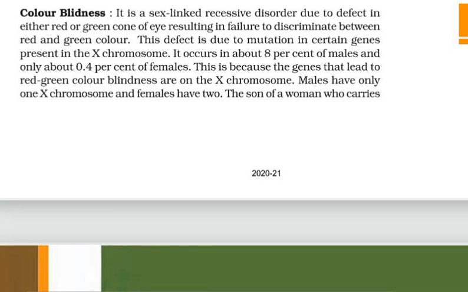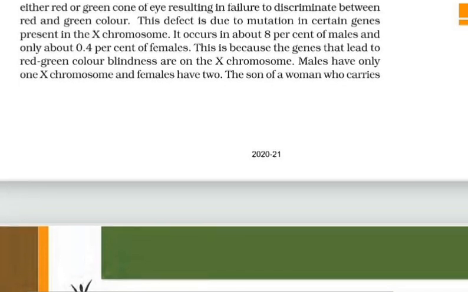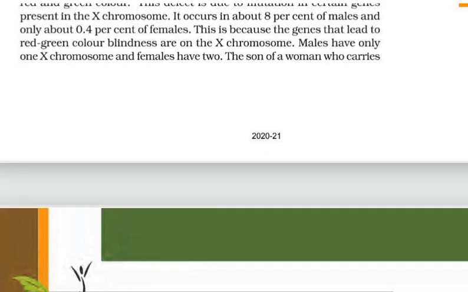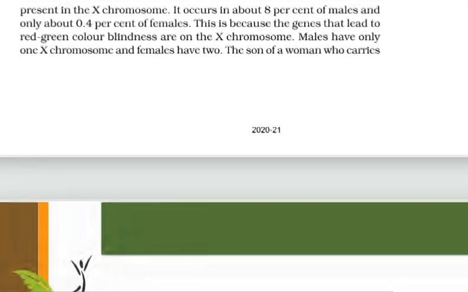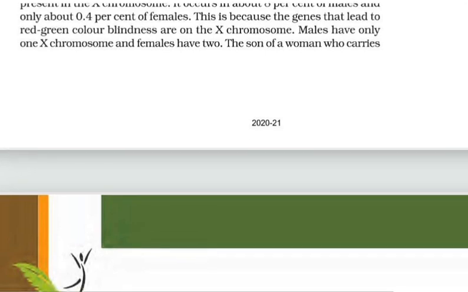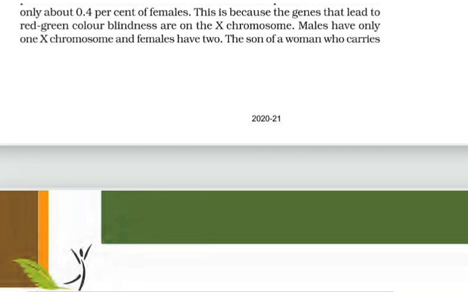Again I am repeating it, the defect is due to a mutation in certain genes present in the X chromosome. It occurs in about 8% of the males and only 0.4% of females. This is because the genes that lead to red-green color blindness are on the sex chromosome, that is X chromosome. Males have only one X chromosome and the females have two.